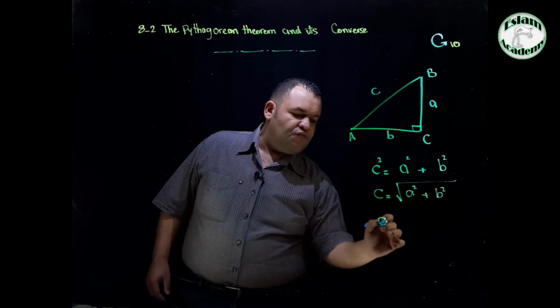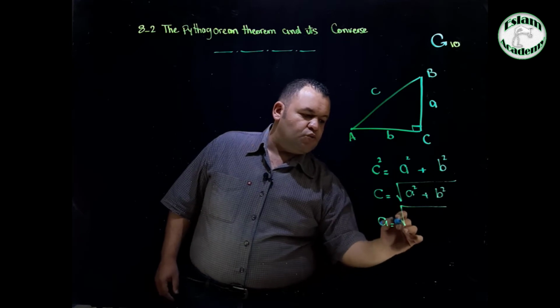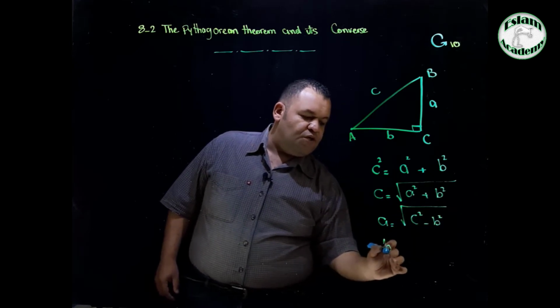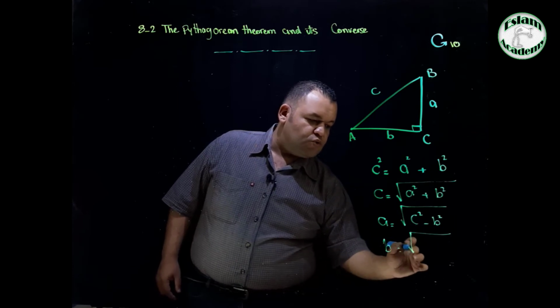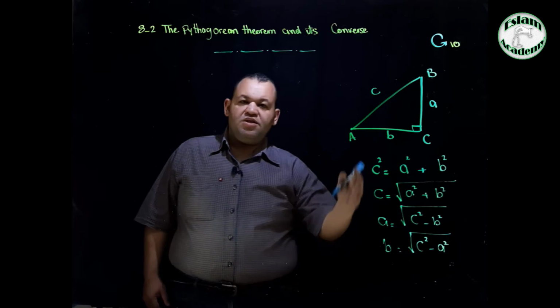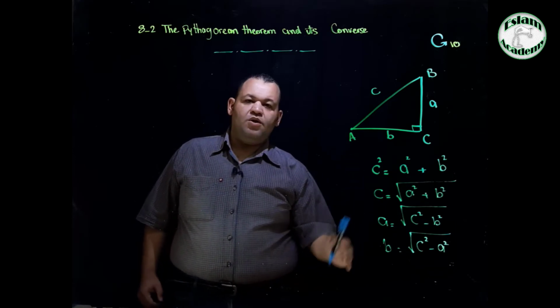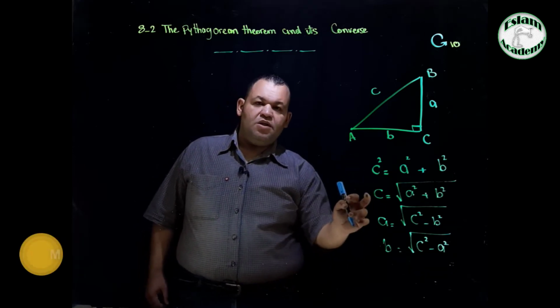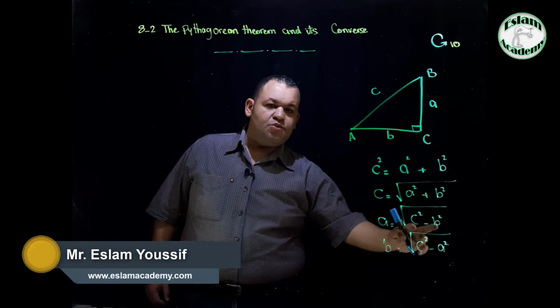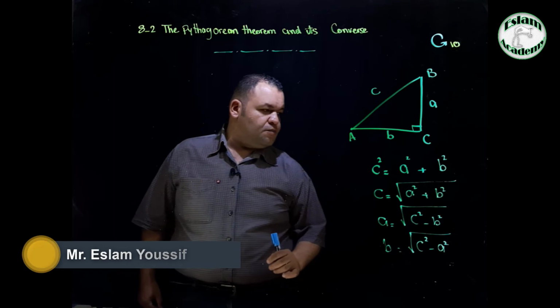Now to find one of the legs, a will be equal to the square root of c squared minus b squared. To find b, it will be equal to the square root of c squared minus a squared. Now that's the relation that we have if we need to find one of the missing sides. If the hypotenuse is the missing one, we add the two legs. If one of the legs is missing, we subtract the hypotenuse minus the other leg.